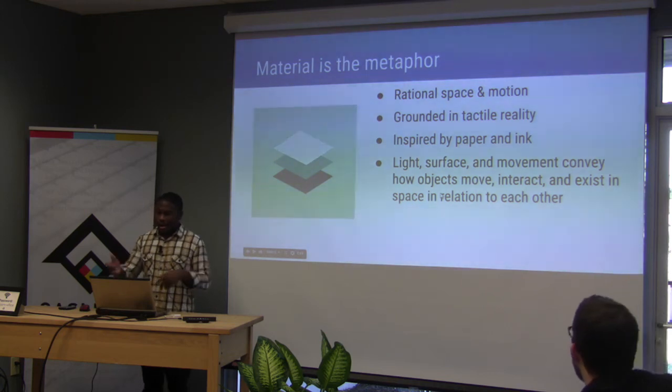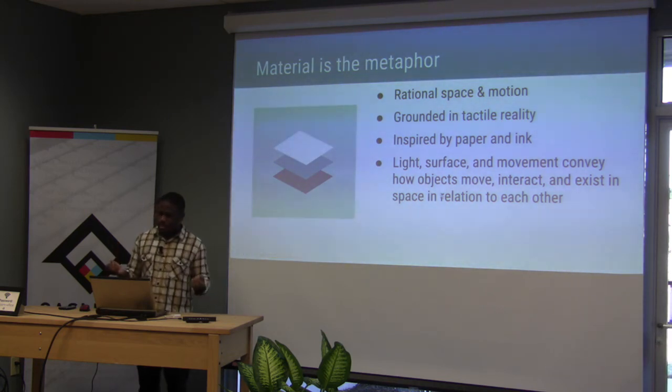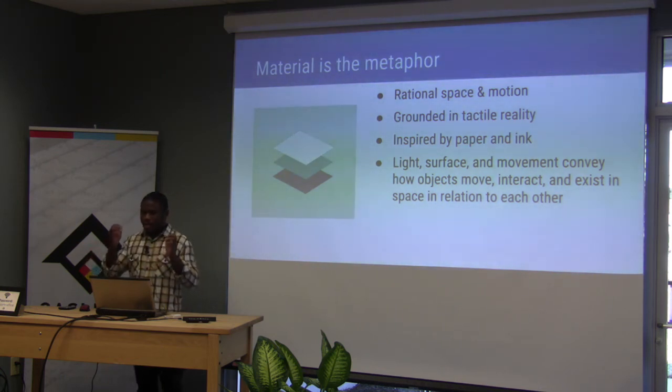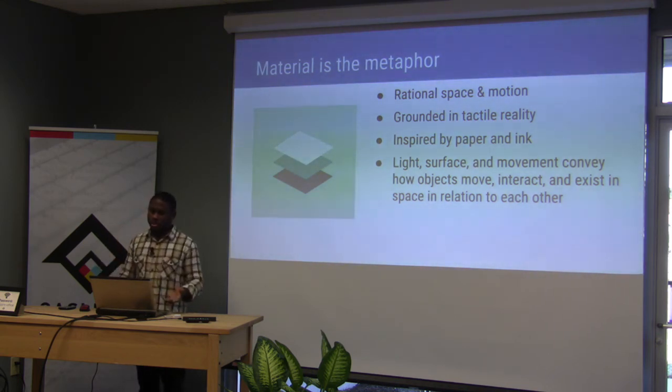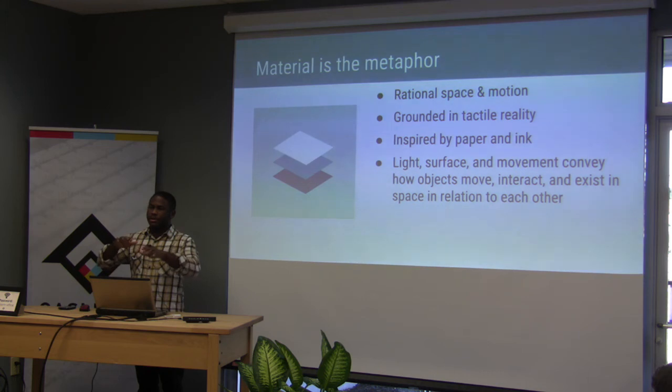And light surface movements convey how objects move, interact, and exist with each other in space. When you introduce a light into the material world, surfaces will reflect that light. So materials that are above other materials will cast shadows down to the ones beneath them. And also the movement: whenever a material moves, it can't intersect with another material. It must move around it or above it or beneath it.